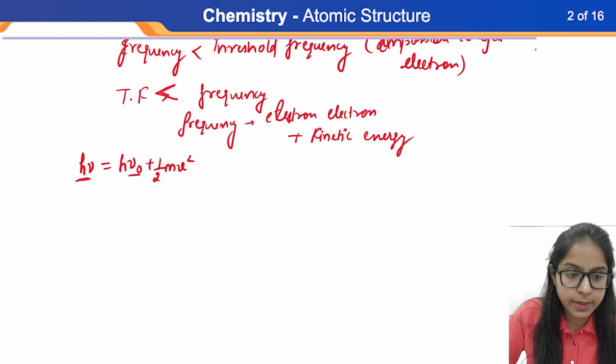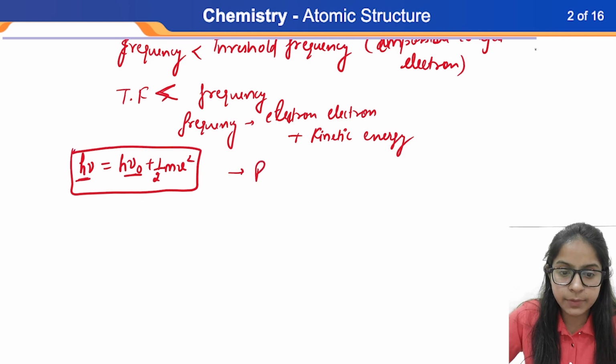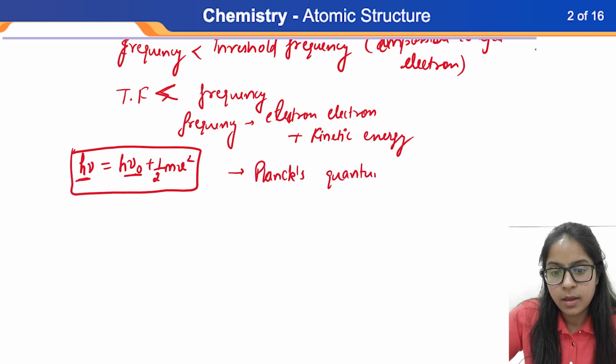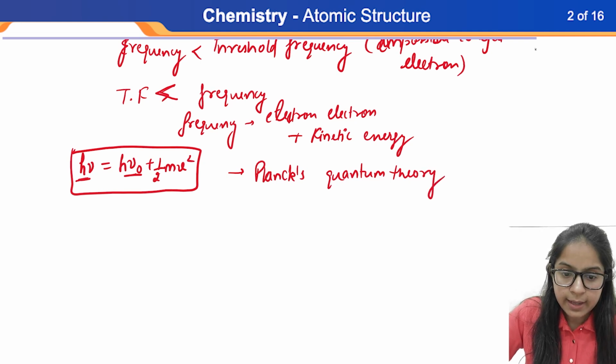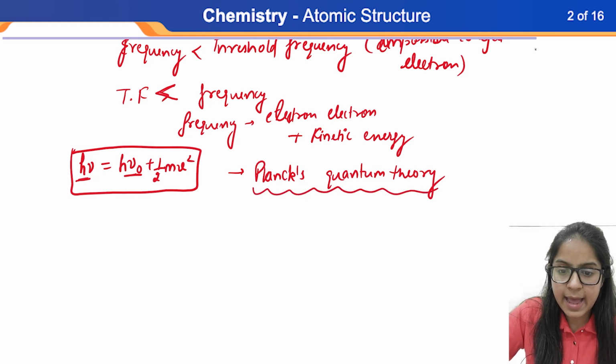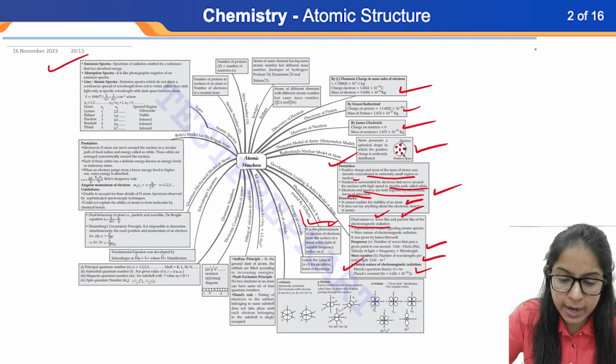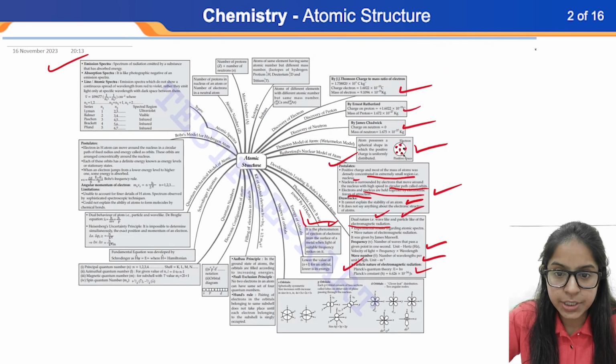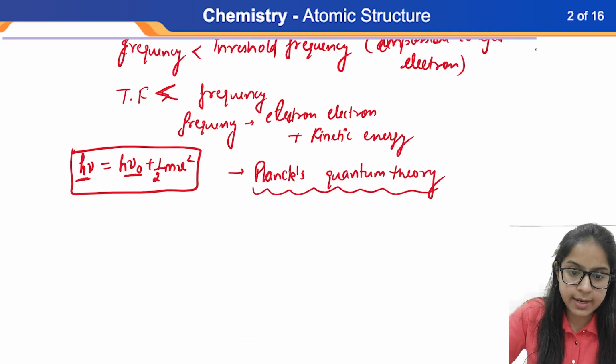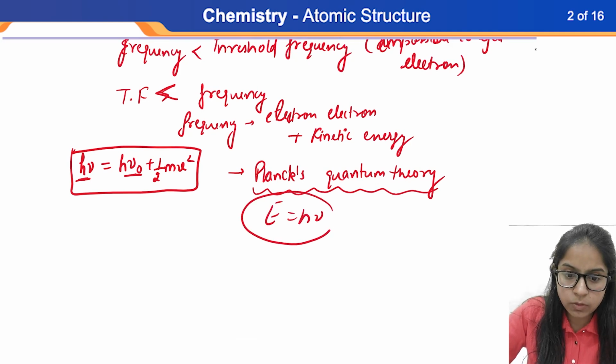Now, what do h nu and h nu naught mean? This I am going to explain in Planck's quantum theory. According to Planck's quantum theory, light has photons, photon particles, which have the energy h nu. Light is going to eject the electrons with the energy h nu.